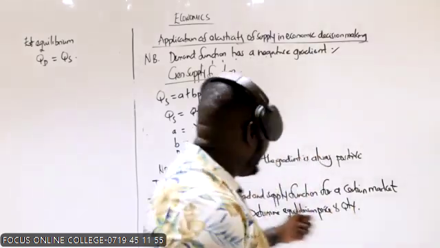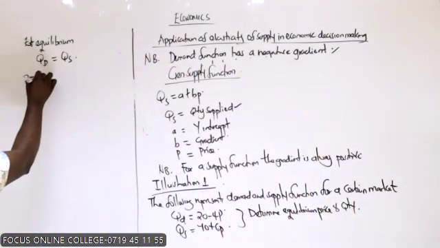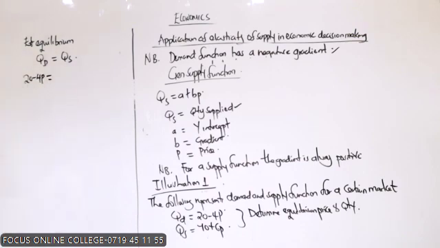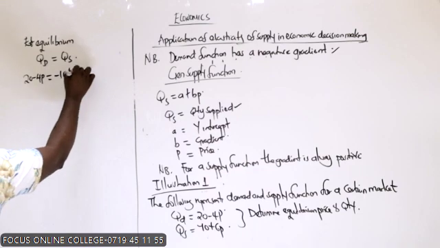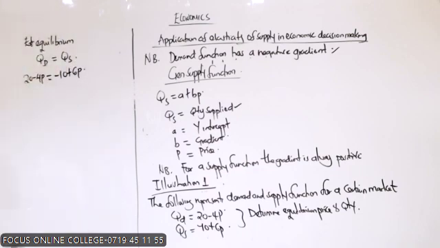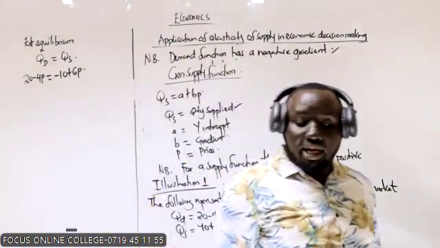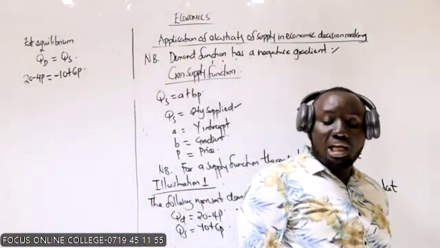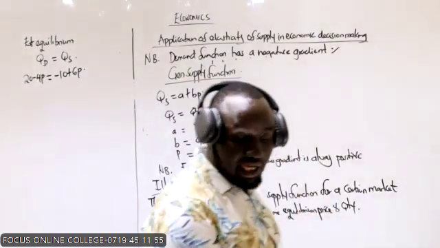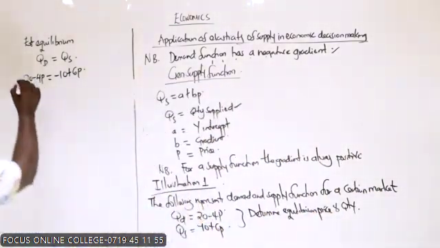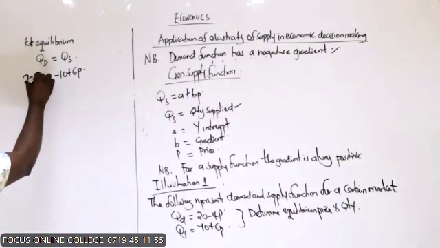So what is the demand function? The demand function is 20 minus 4P, and it is equal to the supply function, which is negative 10 plus 6P.